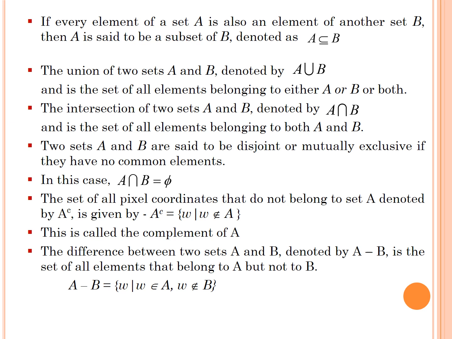The difference between two sets A and B is denoted by A minus B and is the set of all elements that belong to A but do not belong to B. That is, A minus B is equal to {w | w belongs to A and w does not belong to B}.